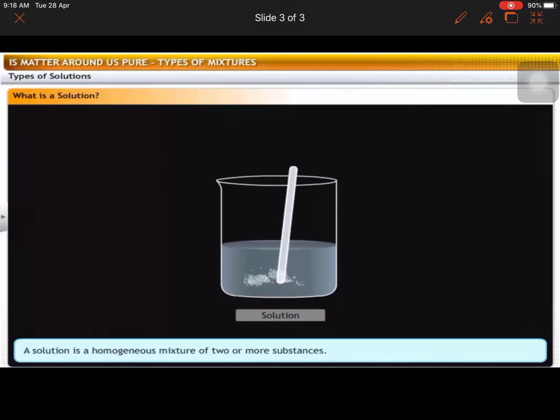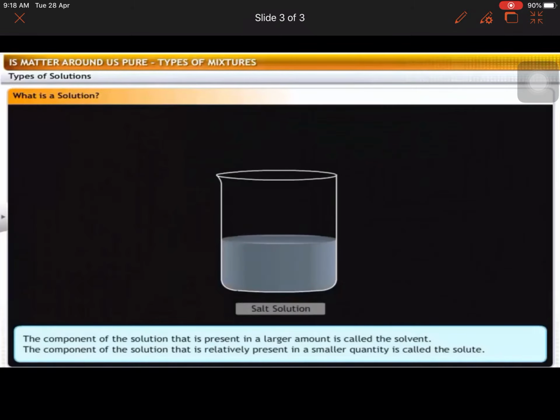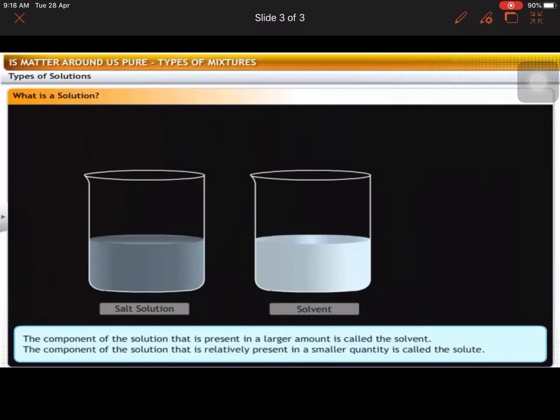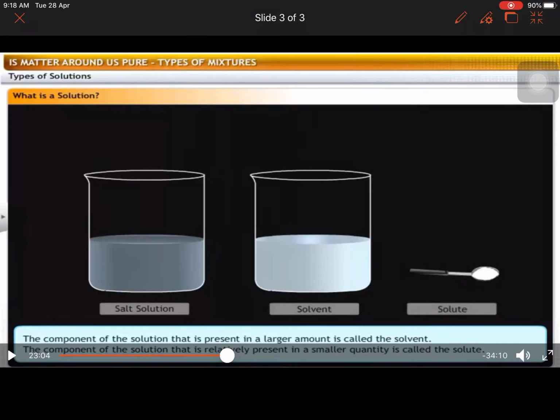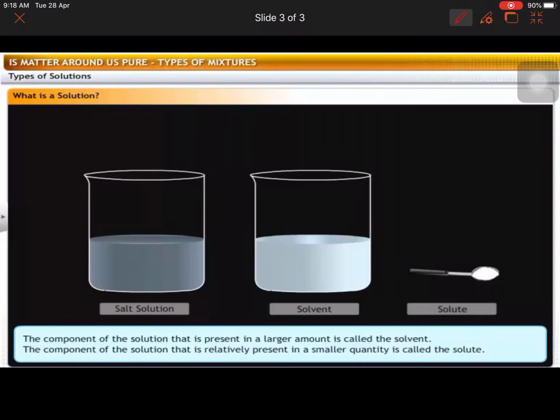A solution has a solvent and a solute as its components. A component of the solution that is present in a larger amount is called the solvent. A component of the solution that is relatively present in a smaller quantity is called the solute. So one thing should be clear here. What is a solution? Solution means two components are there: solute plus solvent.